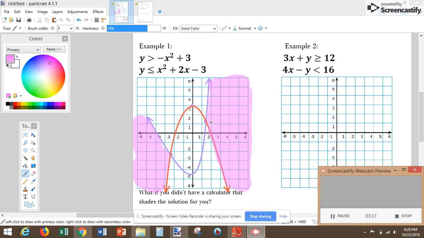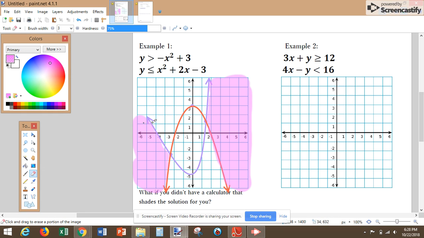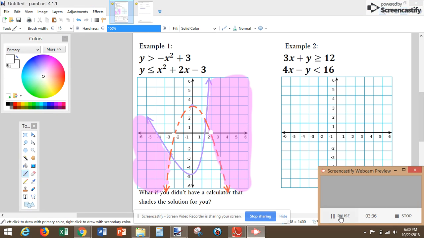Okay, after shading in the solution, which by the way, this should be a dashed line. Okay, this should be the dashed line.